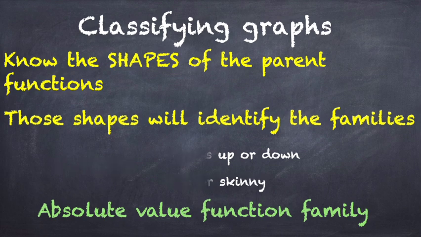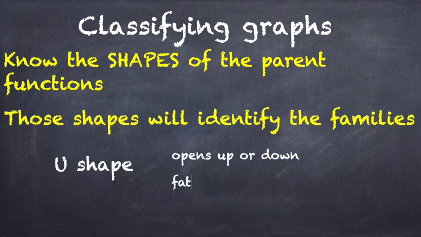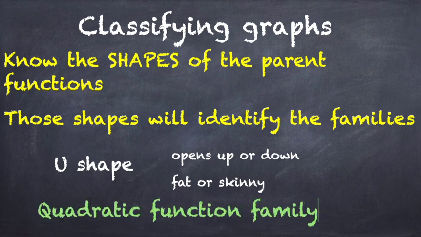We'll have a U shape, okay? Our U shape will either open up or down. Again, it doesn't matter if it's fat or skinny. Each time, every time, all the time, that U shape is going to be a quadratic function family every single time. That's what's so cool.